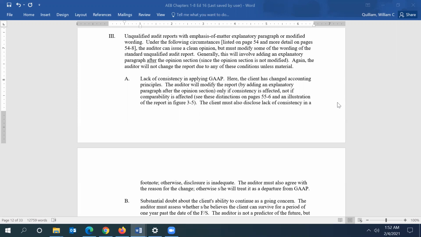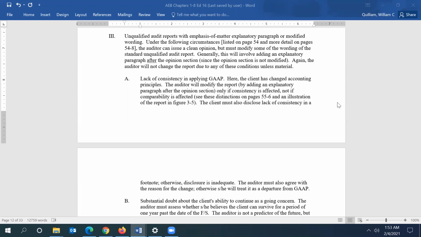And the first condition I'd like to talk about is lack of consistency in applying GAAP. So it could be that the client has changed accounting principles. And we'll see a couple of specialized instances where it's not quite a change of accounting principle, but I'll take you through them. They're quite easy.